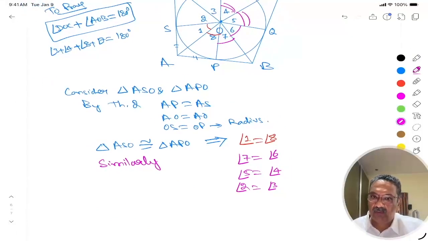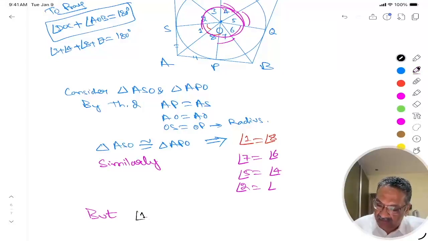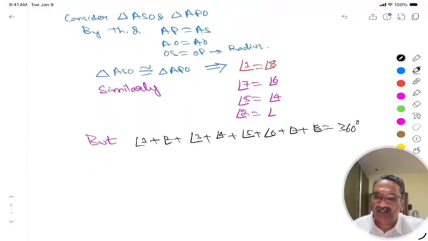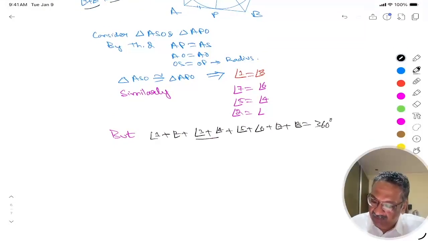Okay. Now what do we know? This whole 1, 2, 3, 4, 5, 6, but we know angle 1 plus angle 2 plus angle 3 plus angle 4 plus angle 5, 6, 7, 8 is equal to full, 360 degrees. Alright, but what do we need? We need 3 plus 4, 8 plus 7. Let us keep 3 plus 4, 8 plus 7 as it is. What is 1 equal to? This 1 is equal to angle 8, plus what is angle 2 equal to? Angle 2 is equal to angle 3.